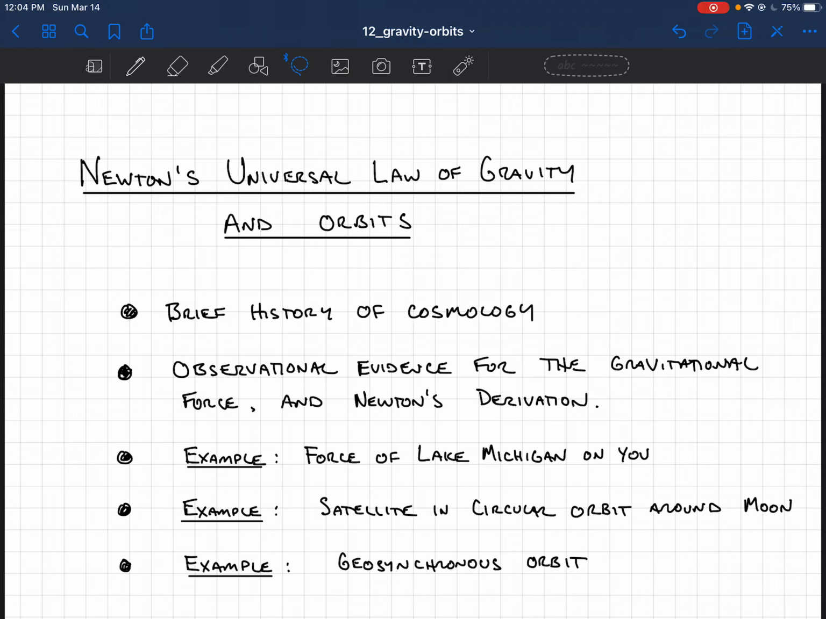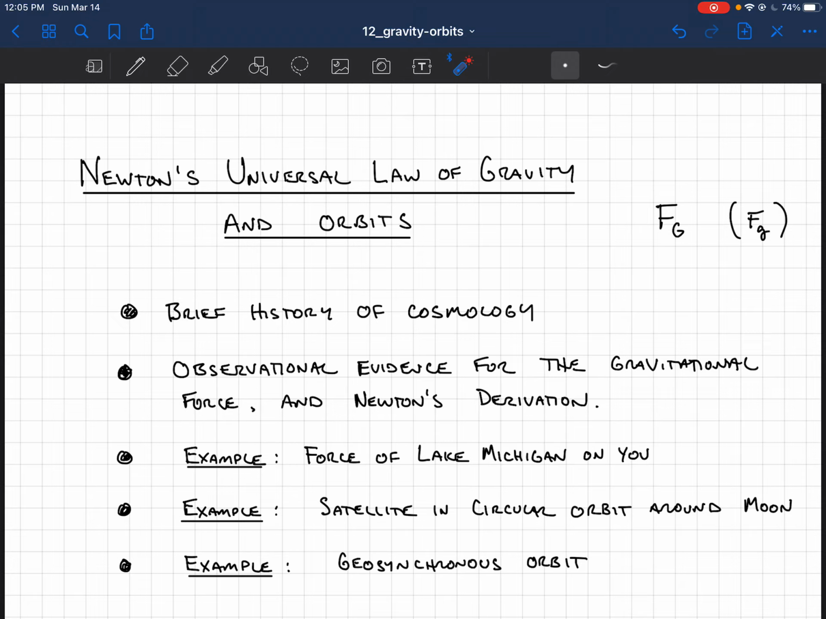We'll talk about how this law of gravity, which is often written as F big G as opposed to F little g, which we've already studied. We'll talk about how that force can be used to understand the orbits of objects around planets, so satellites around planets or moons around planets. And we'll do a few examples of that in the later part of the lecture.